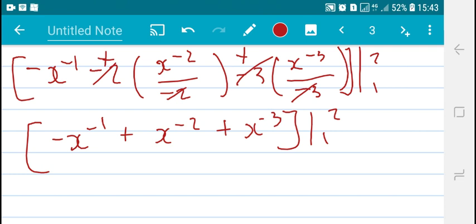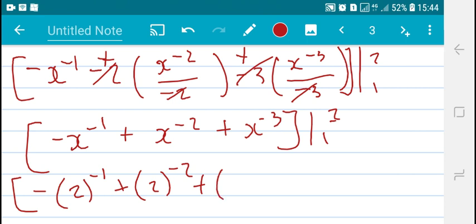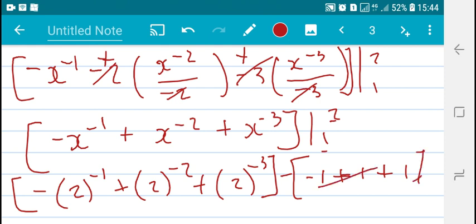Now we do some substitution. So minus 2 to the negative 1, we're substituting 2, which is the upper limit. Then 2 to the negative 2 plus 2 to the negative 3. We have to subtract. Since we're substituting the lower limit this time, we just substitute 1, so it's just negative 1 here, plus 1 here, plus 1 here, since 1 to the negative 1 is essentially 1. And this one will cancel. You get 1 here on this side.